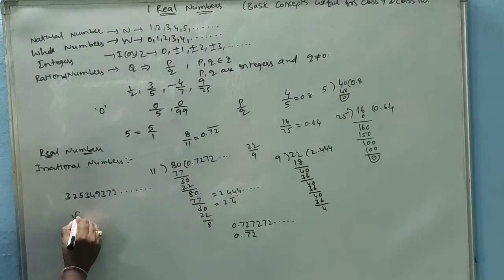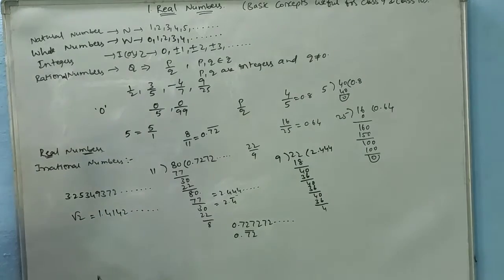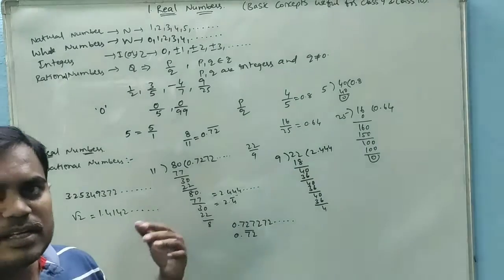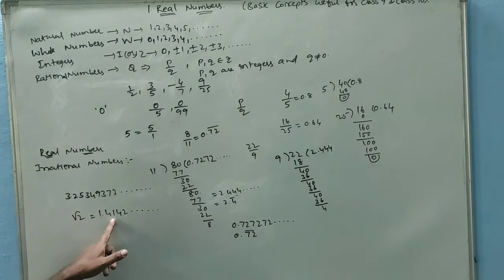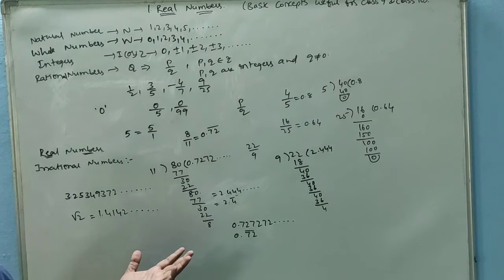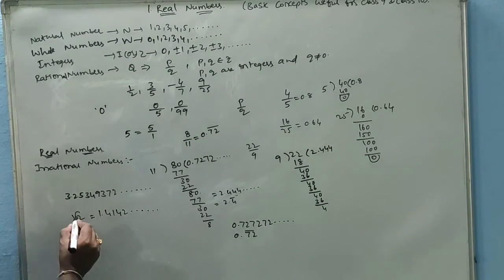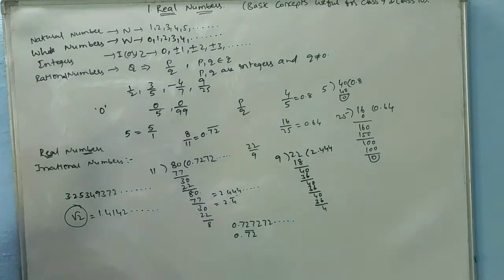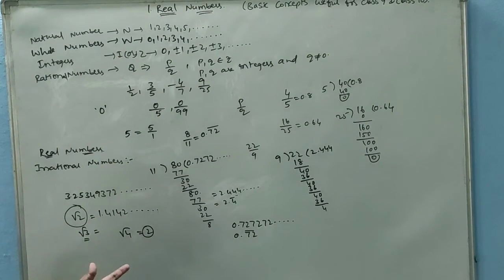These kinds of numbers are called irrational numbers. For example, root 2. If we take root 2, it is 1.4142 and so on, and we don't know what the next part is. In a recurring decimal, we can expect what the next part is, but in a non-recurring one, we can't. So this is neither terminating nor recurring, so it is an irrational number. Root 3 is also irrational. Root 4 is not irrational. Root 4 equals 2, and 2 is an integer, so 2 is rational.